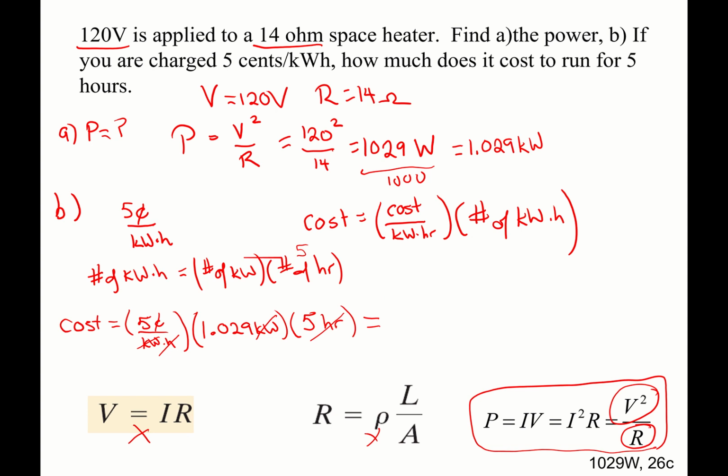All right, so I've got 5 times 1.029 times 5. I'm going to get just 26 cents. All right, so it didn't cost me very much to run that heater overnight.